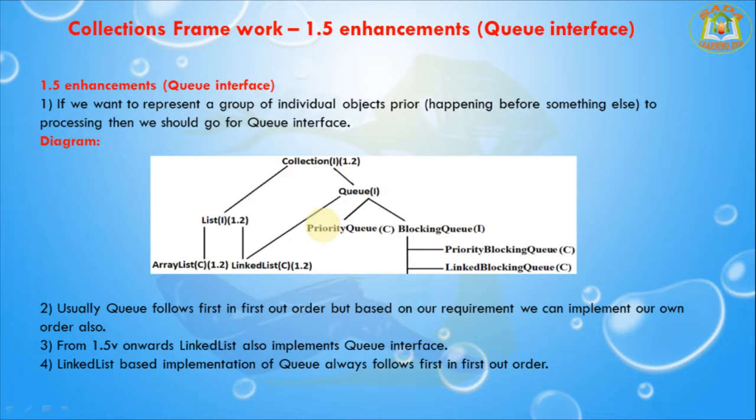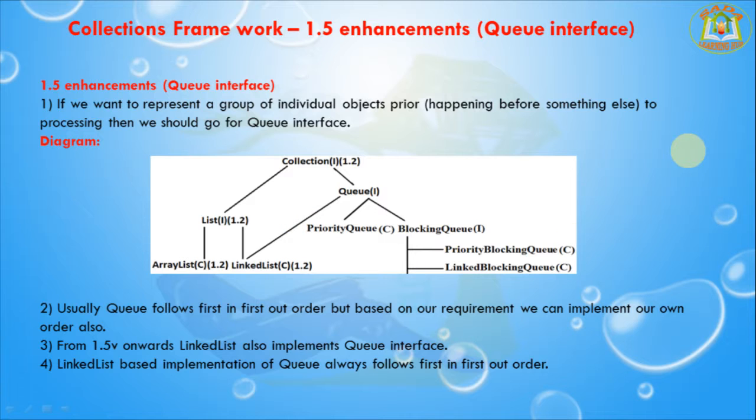These are all implementation classes of the Queue interface. One is the PriorityQueue class and the BlockingQueue interface. In the BlockingQueue interface there are child classes: the PriorityBlockingQueue class and the LinkedBlockingQueue class. These are all implementation classes and interfaces of the Queue interface.